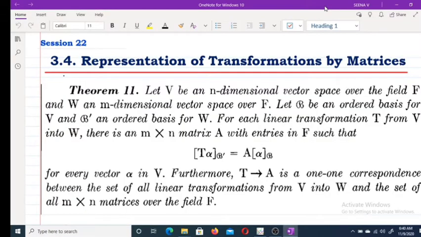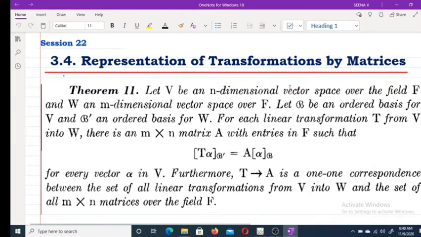Hi, good morning. Today we are going to start our next session, representation of transformation by matrices. I think you have already studied this in your degree classes. Anyway, we are first discussing one theorem, theorem 11. Now, what is that theorem?